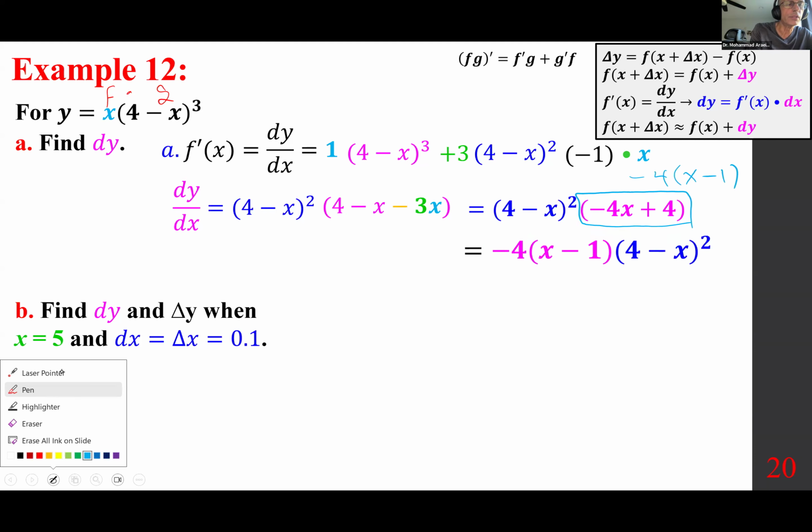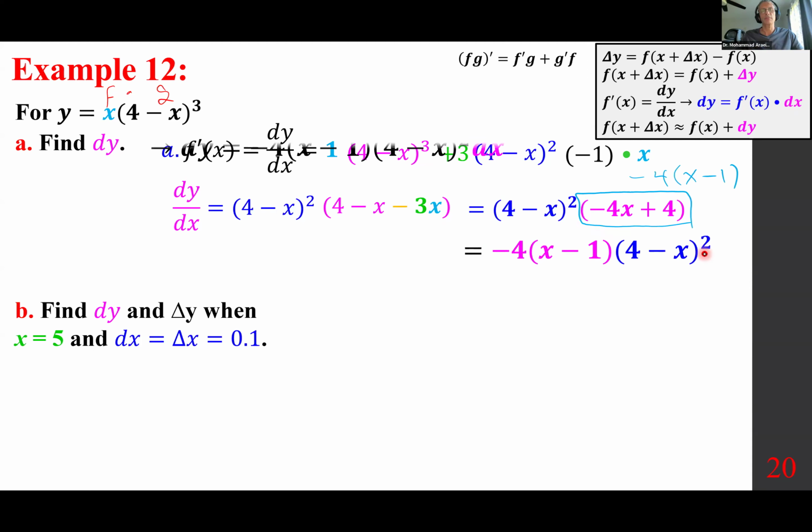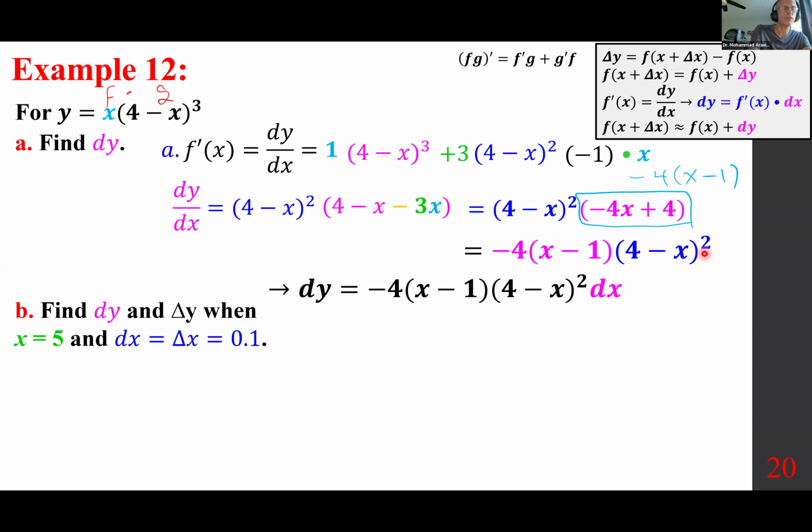So this is dy dx, and that's not the answer to the question. However, we are almost done because dy is f prime of x dx. So dy is exactly the same thing times dx. And we're done for the first part. The second part is elementary algebra. We're going to find dy and delta y when x is 5, dx or delta x is 0.1. For dy, we're going to plug in, and we'll discuss delta y in a moment. Replace the x with 5, dx or delta x with 0.1.